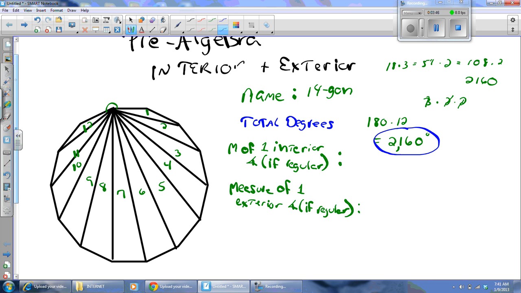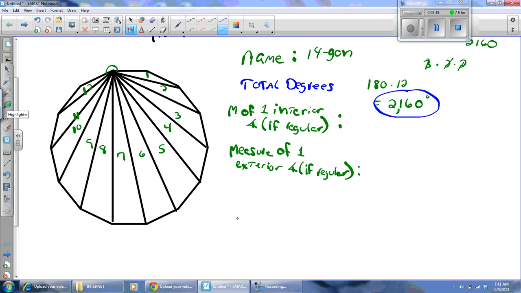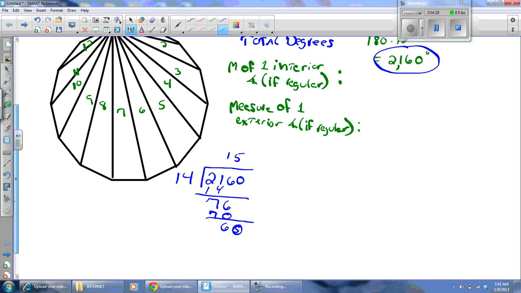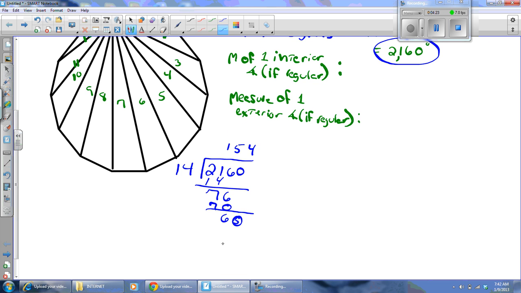Now to get the measure of one angle, if it's regular, I'm going to take the 2,160 and I'm going to divide by how many angles there are. And there are 14 because it's a 14-gon. 14 is going to go into 21 once. 5 is going to get me 70, so I'm going to go 50 and 70. All right. Going to get 60. Oh, 60. I brought down the wrong number. So I'm guessing that's only going to be 4. It's going to be 6, 56, and then 40.